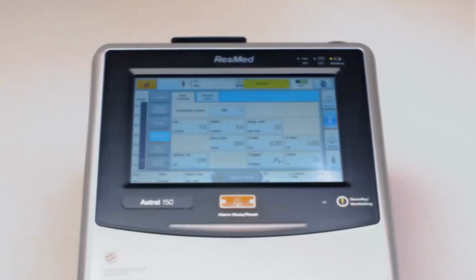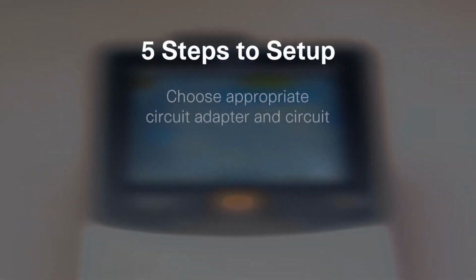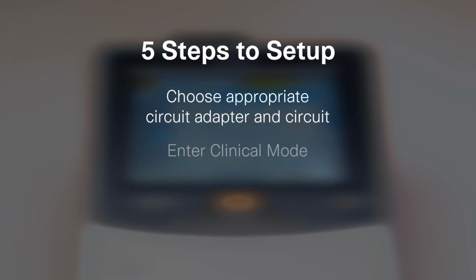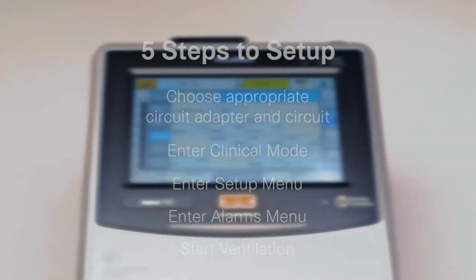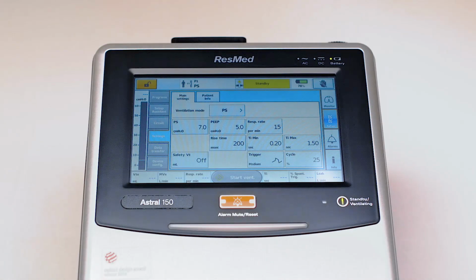So the 5 simple steps to set up are: you have to choose your circuit that you want to use for your patient. You also need to choose the correct circuit adapter. Secondarily, you'll want to be in the clinical mode. Then you'll want to enter the setup menu. From there, you'll move to the alarms menu. And last but not least, you're going to be ready to start ventilation for your patient. So let me show you how easy those steps are to accomplish.